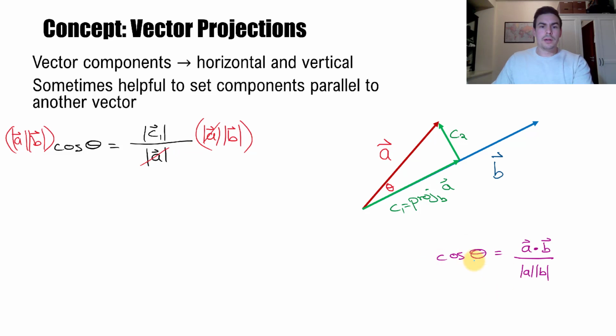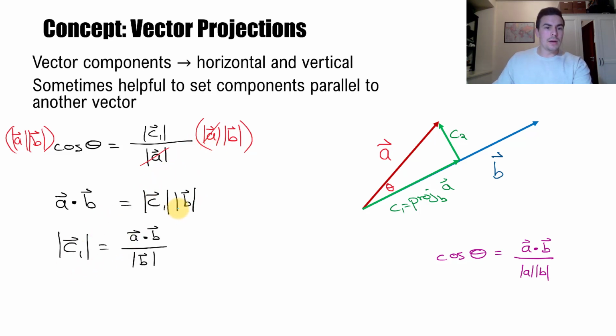However, remember here we have cosine of theta is equal to the dot product, okay, A dot B over magnitude of A times magnitude of B. Now, if we go ahead and solve this for the dot product, we get exactly what we have here on the left-hand side of our equation. So we are going to substitute in the dot product of A and B, or A dot B, on this left-hand side, right? And all we have left on the right-hand side is the magnitudes of C1 and B multiplied together. And if we go ahead and solve this for C1, we are going to get A dot B over the magnitude of B, okay?